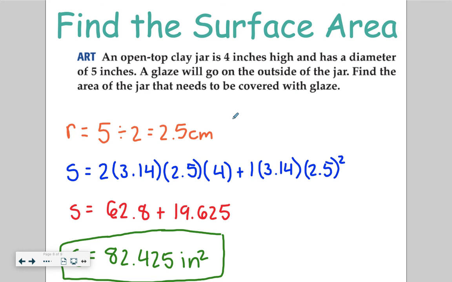All right, so again, we start by dividing that diameter in half, so we get 2.5 for our radius. Then we plug in 2 times 3.14 times the radius of 2.5 times that height of 4. And then we only need the bottom, so that's why this one is a 1 and not a 2. So 1 times 3.14 times 2.5 squared, which is going to give us 62.8 plus 19.625. So our final surface area is 82.425 inches squared.